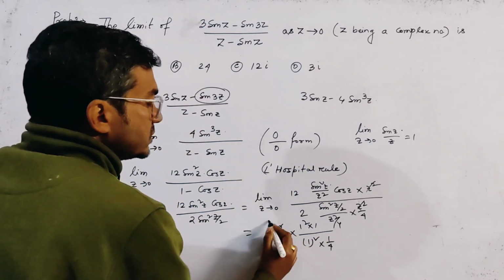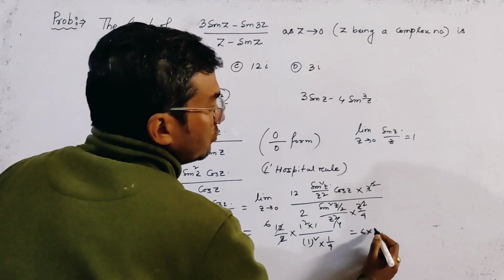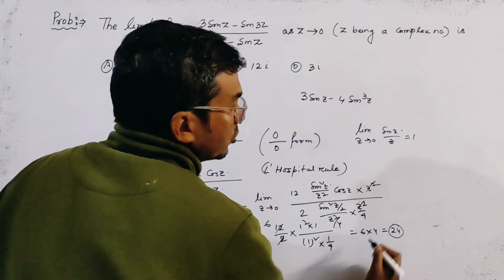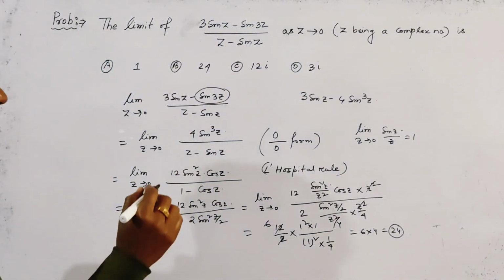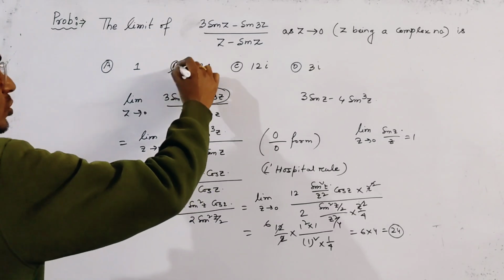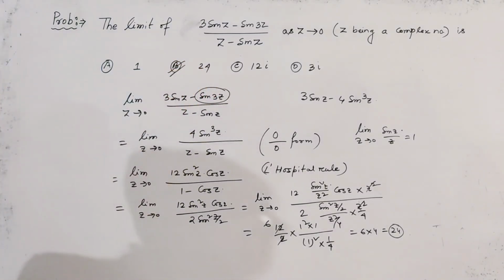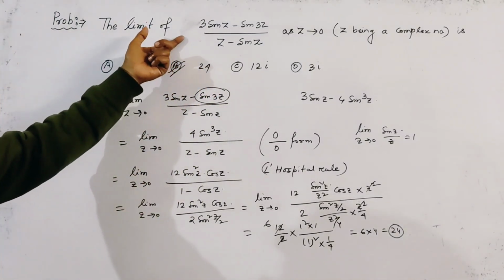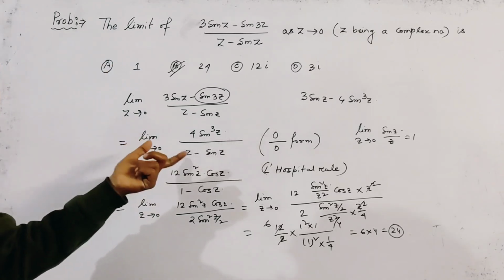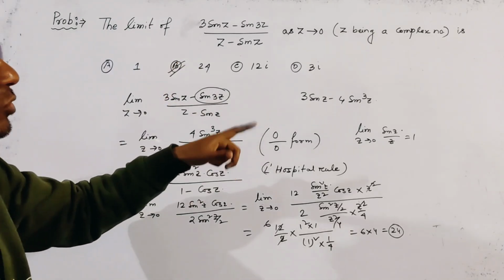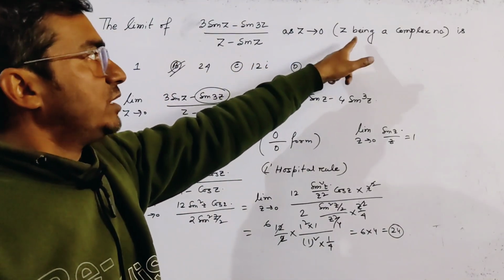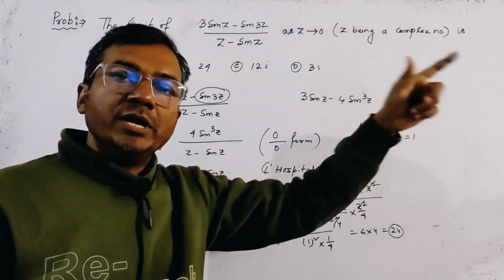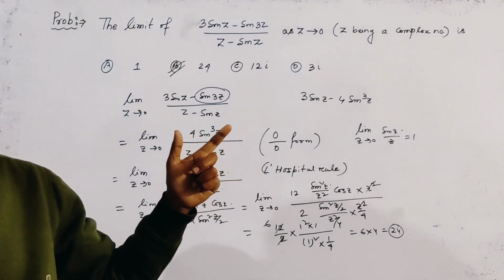So this is 6, so 6 into 4, this is 24, and 24 is the correct answer. So option number B is correct. Okay, so the limit is same as the limit in real number, whether it is given that z being complex number. Okay, the answer is same as the real limit.